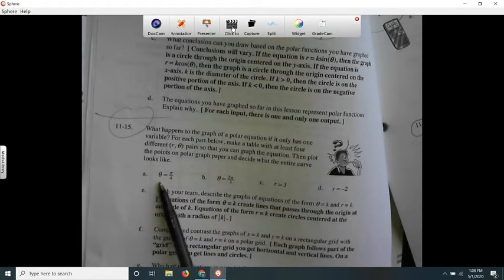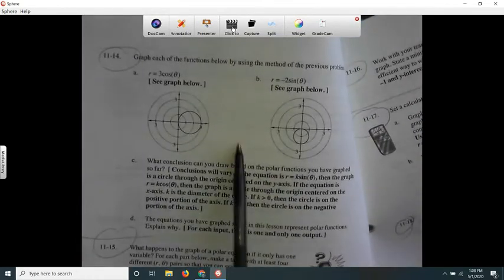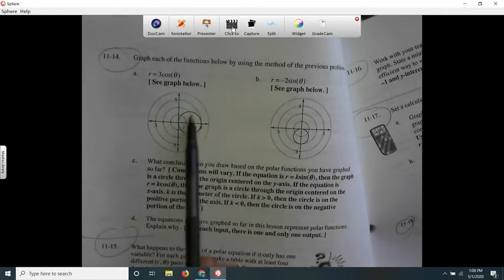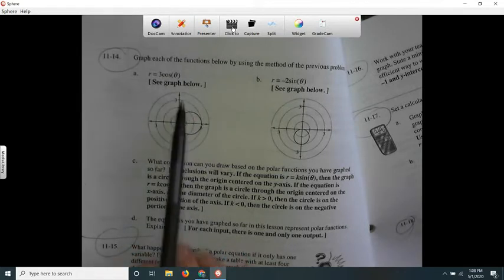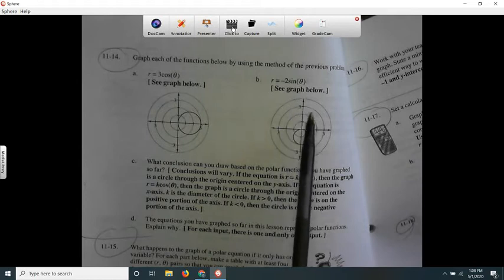So this is a little different than what you were doing earlier when, remember, this was 3 times cosine of theta. Remember, it gives you a sideways circle that's on the x-axis. Cosine gives you a circle that's on the x-axis, and sine gives you a circle that's on the y-axis, but this one's flipped because of the -2.